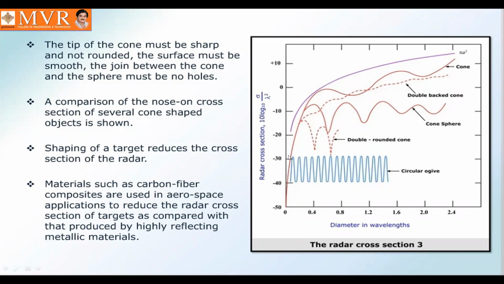The tip of the cone must be sharp and not rounded. The surface must be smooth. The joint between the cone and the sphere must have no holes. And this is a comparison of the nose-on cross section of several cone-shaped objects, as shown in the figure.